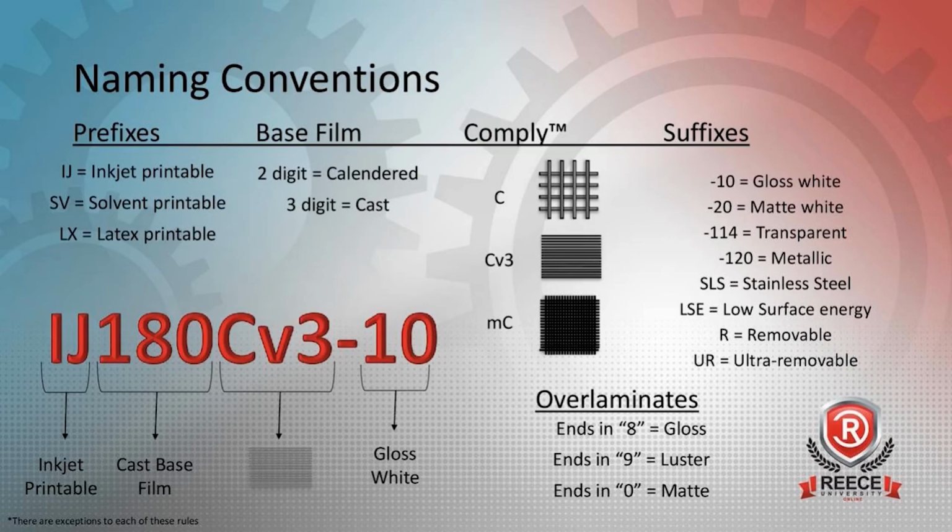And then with the overlaminates, it'll usually be like a 4-digit number. If it ends in an 8, then it's going to be gloss. If it ends in a 9, it's luster, and a 0 is always matte. And again, any questions you all have on any of this, please put that in the chat and we'll be sure to answer all of your questions.